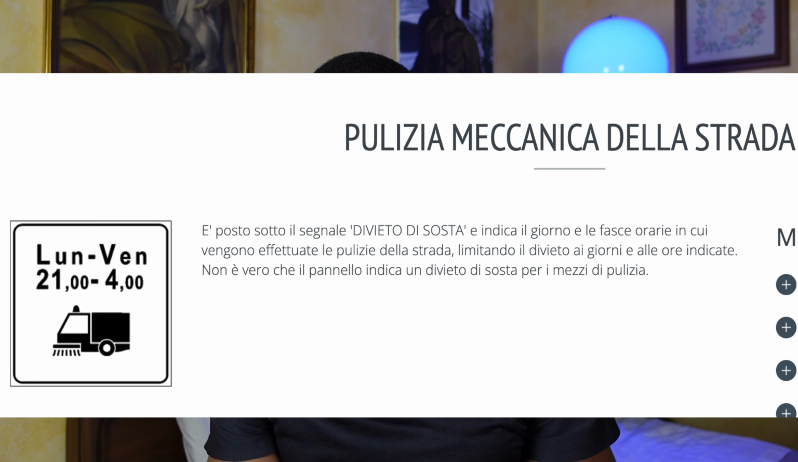Pulizia meccanica della strada è posto sotto il segnale divieto di sosta e indica il giorno e le fasce orarie in cui vengono effettuate le pulizie della strada. Pulizia meccanica della strada is letting you know that from Monday to Friday from 9 to 4 you can't park your vehicle there because they will be cleaning the road at that particular time. So it means during this time you can't park your vehicle because they will be cleaning the road. But before that time you can, and after that time you can also park your vehicle there.